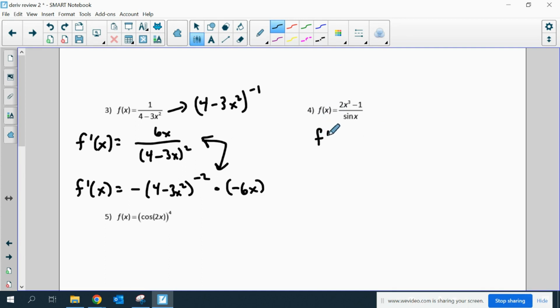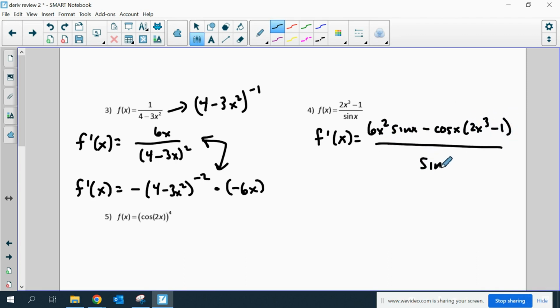Number 4, this is definitely something that has to be a product rule, or quotient rule until I rearrange it to be a product rule, but that's probably not even beneficial. So derivative of the top would be 6x squared times the bottom in its original state, minus the derivative of the bottom, which is cosine x, times the top in its original state, all over the bottom squared. And we'll leave that like that.